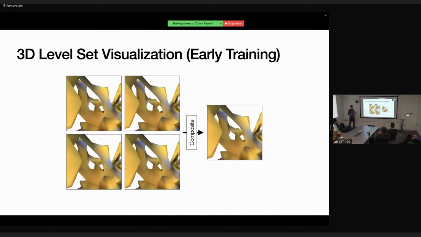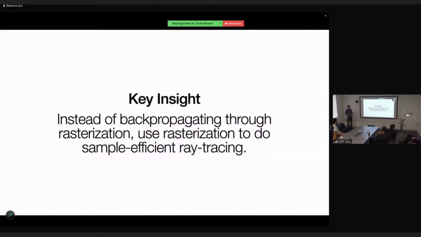Oh, I see. And then also in the composite image, you can see that there's still some fuzziness here. Okay. So the key insight here is that instead of backpropagating through rasterization, you can use mesh rasterization as basically a way of doing sample efficient ray tracing. And it turns out that this works on meshes.